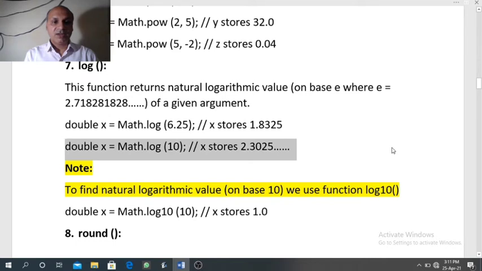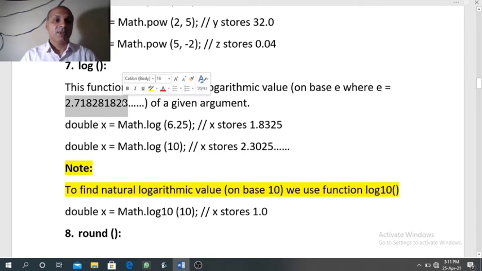If you want to find log 10, so math.log. In maths you have studied log 10 value is 1, but here it is giving the result 2.3025. The reason is this function finds the logarithmic value of 10 not on base 10. Actually it is finding the value of log 10 on base e. That is why we are not getting 1 here.